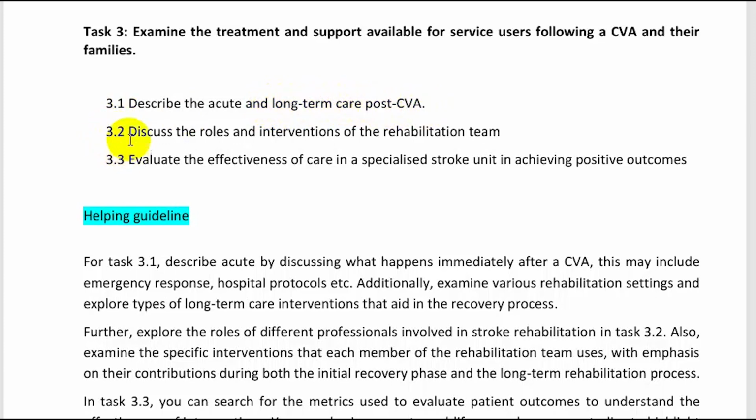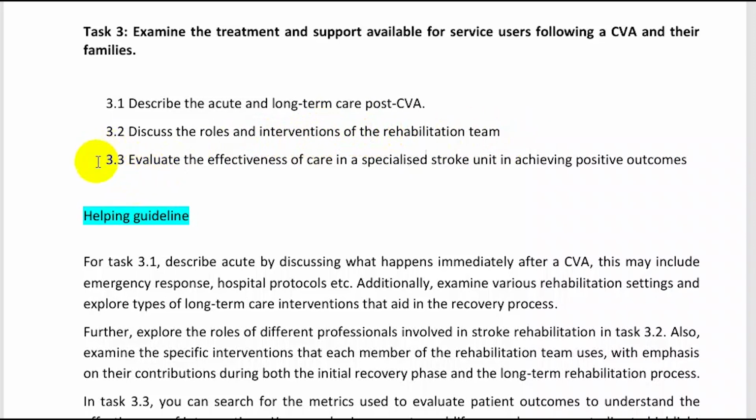Then for assessment criteria 3.2, you need to explain first what a rehabilitation team is, then you need to identify the team members that are involved in the rehabilitation team, because you have to explain the roles and responsibilities of each team member that is part of the rehabilitation team. And you also have to provide an explanation of what interventions these team members use, like what action they are taking in order to treat a disease like stroke within individuals.